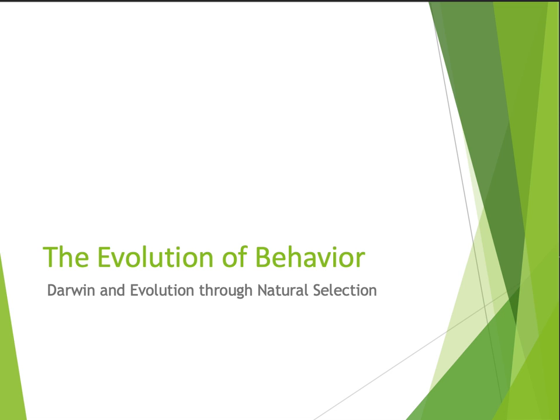We have a bit to cover on how evolution relates to the study of animal behavior. So I'm going to break it up into a few chunks. This one is on Darwin and evolution through natural selection. Now, biology was a prerequisite for this course, so I'm guessing you guys are going to know most of this, and it'll be more of a review or a refresher than anything else.